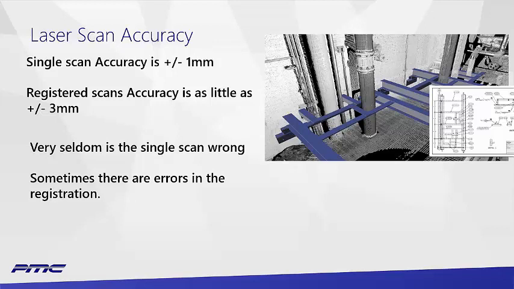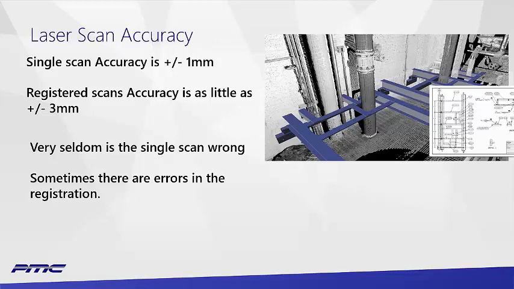So single scans, again, this can vary by equipment, but single scans are going to be plus or minus a millimeter accuracy, roughly, again, depending on the equipment. Registered scans, you're going to see that accuracy drop a little bit, but you're still going to be incredibly tight at maybe 3 millimeters. Very, very seldom will a single scan ever collect bad data.